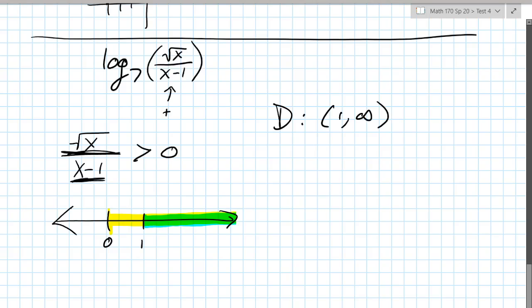Let's just pick a number and make sure it works out. What if we had 1.5? Can we do the square root of 1.5? Yes, we get a positive number. Can we do 1.5 minus 1? We get 1/2. A positive number divided by a half, that's a positive number, so everything works well there. And our domain is from 1 to infinity.